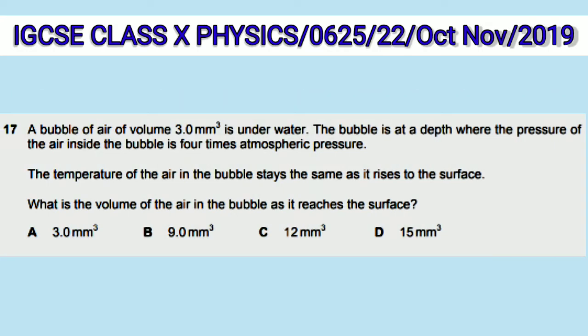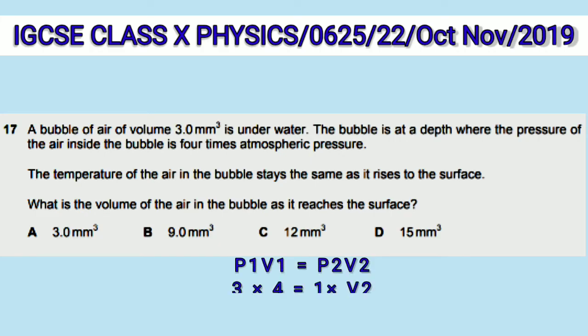Question 17 is our next question. A bubble of air of volume 3 millimeter cube is underwater. The bubble is at depth where the pressure of air inside the bubble is 4 times the atmospheric pressure. The temperature of air in the bubble stays the same as it rises to the surface. What is the volume of air in the bubble as it reaches the surface? Temperature here is constant. We will use Boyle's law. We'll use formula P1 V1 is equal to P2 V2.